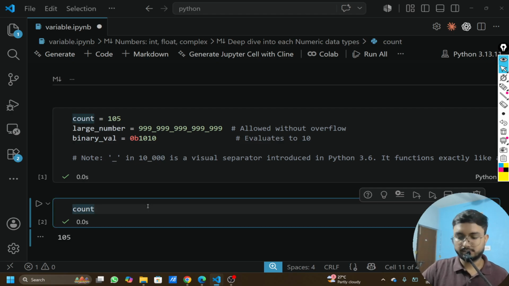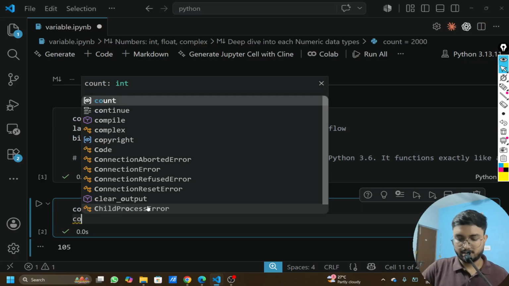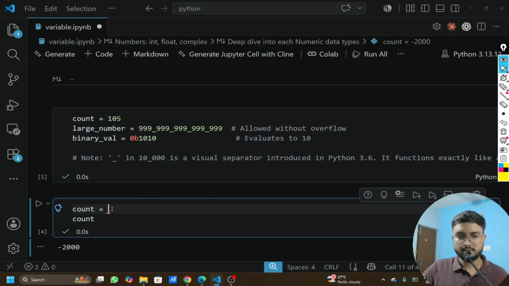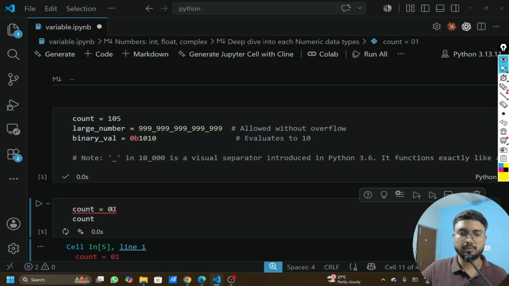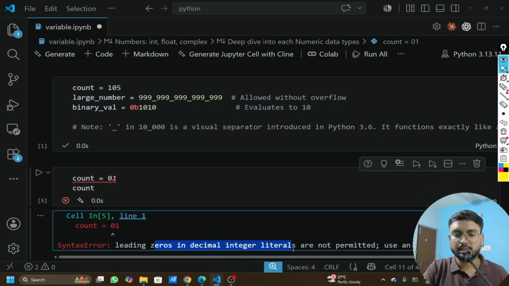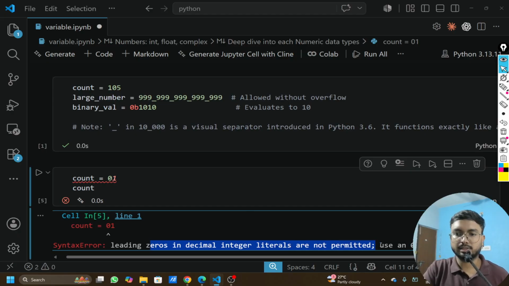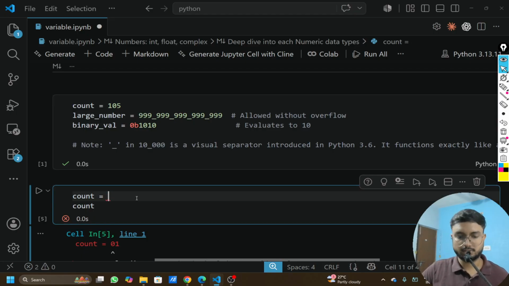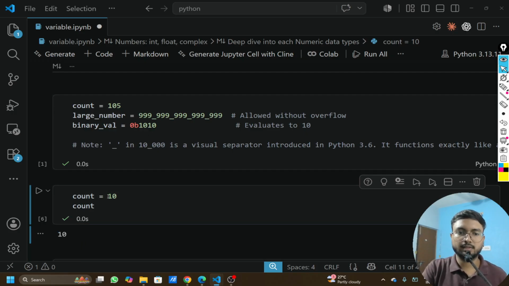Now count is coming as 105, and if we modify this value to 2000 and print count, it is still going to work. If I put a minus before it, it's still going to work. But if we write something like 01, then it's not going to work. It will fail. It will say that leading zeros in decimal integer literals are not permitted here. So just be sure about using 0 before it. Other than that, everything will work.